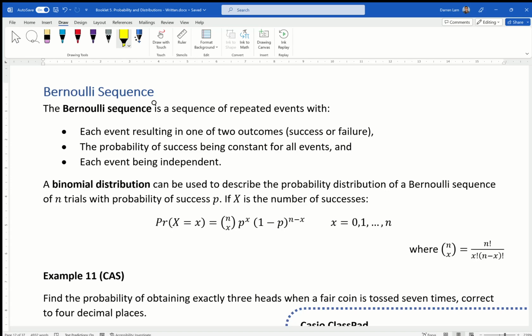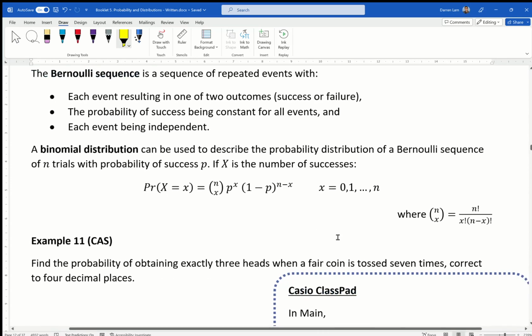A binomial distribution describes the probability distribution of a Bernoulli sequence of n trials with p probability of success. That is a variable that comes up quite often, so please make sure you log that into your memory. If x is the number of successes, this is the formula: the probability where X equals x, or in other words, the probability where X equals 3 or 4, whatever it is. I'm going to go back to the chocolate chip scenario. The probability where there are 3 chocolate chips, or there are 4 chocolate chips. You see how even though there are more options, it's more the probability that there are 4 chocolate chips, yes or no.